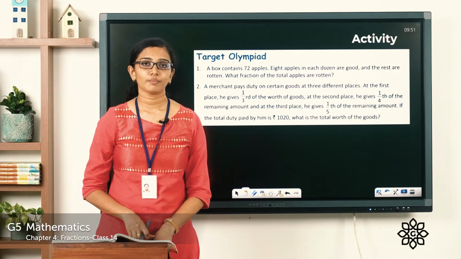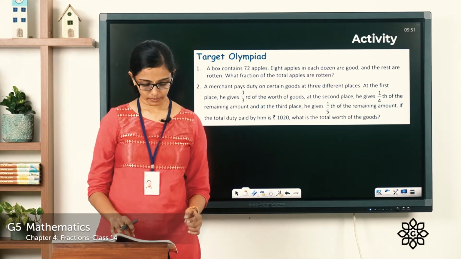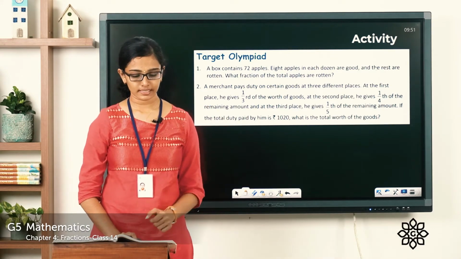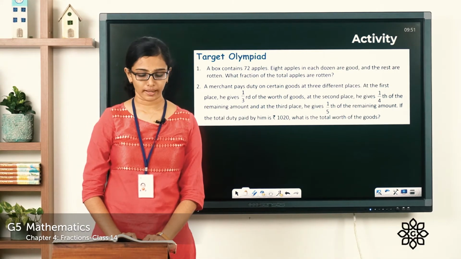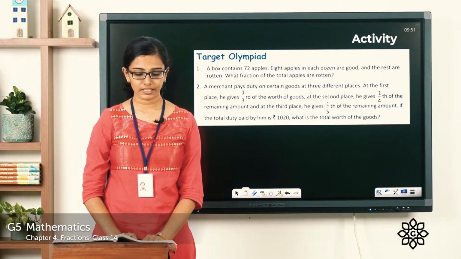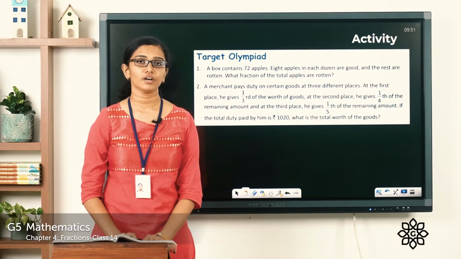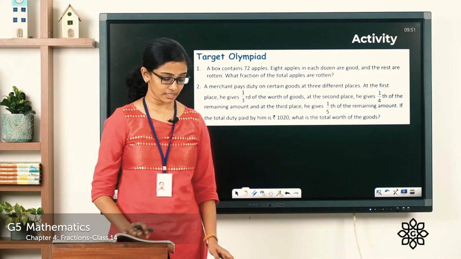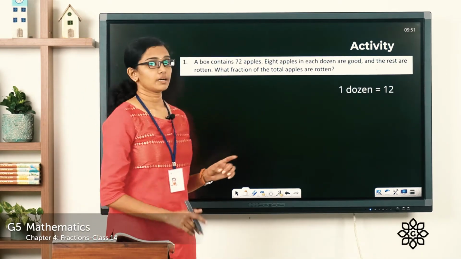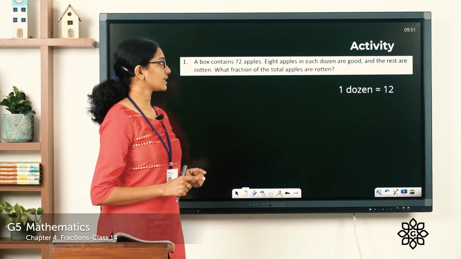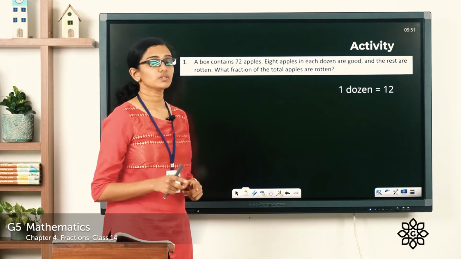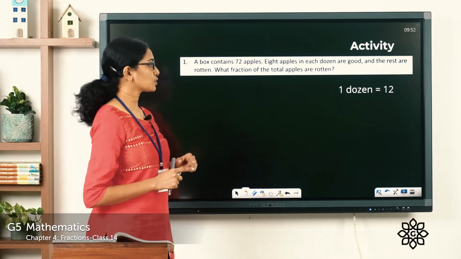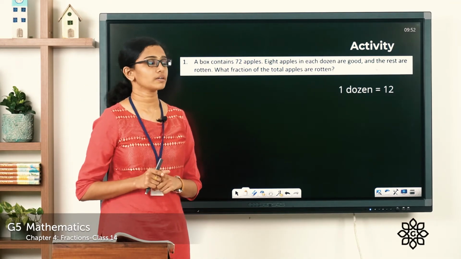Now we'll see a couple more questions from Target Olympiad, which is on page number 74 of your textbook. So the first question is, a box contains 72 apples. 8 apples in each dozen are good and the rest are rotten. What fraction of the total apples are rotten? So what is given in the question? A box has 72 apples in it and 8 apples in each dozen are good. The remaining in each dozen are rotten. We are asked to find out the fraction of rotten apples.